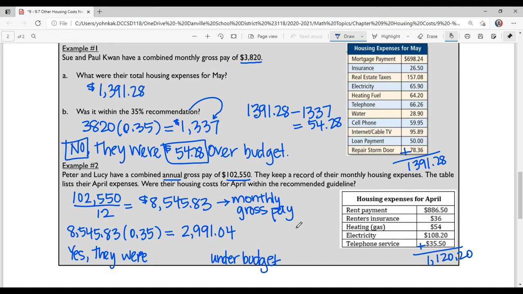So I'm going to take my recommended amount, 2,991.04, and I'm going to subtract 1,120.20. If I subtract, I get $1,870.84. So they were like way under budget. They could totally spend more money. But yes, they were under budget. They were almost $1,900 under budget.